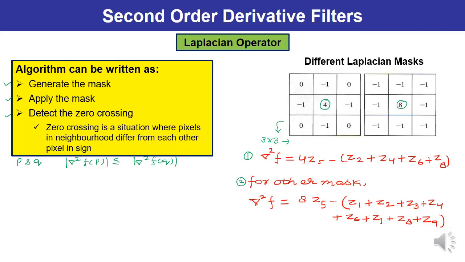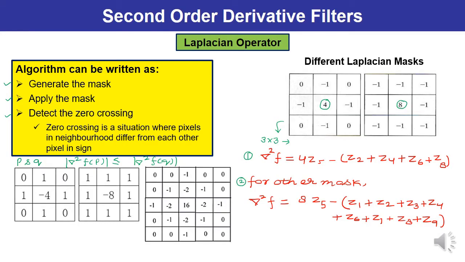There are some other types of Laplacian mask which can also be utilized. Just have a look. In the first two cases over here, the center coefficient values are negative, while in the third one the mask is of the order 5 cross 5, as shown over here. So this Laplacian mask can also be extended up to 7 cross 7, 8 cross 8 accordingly.